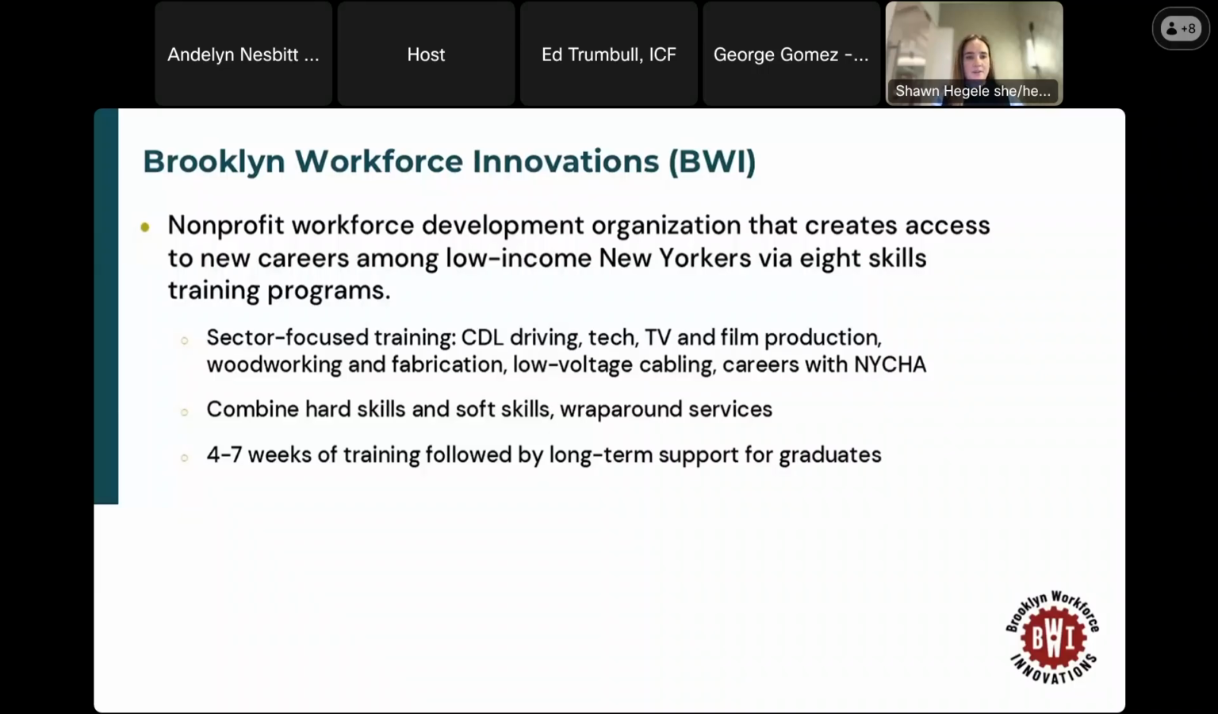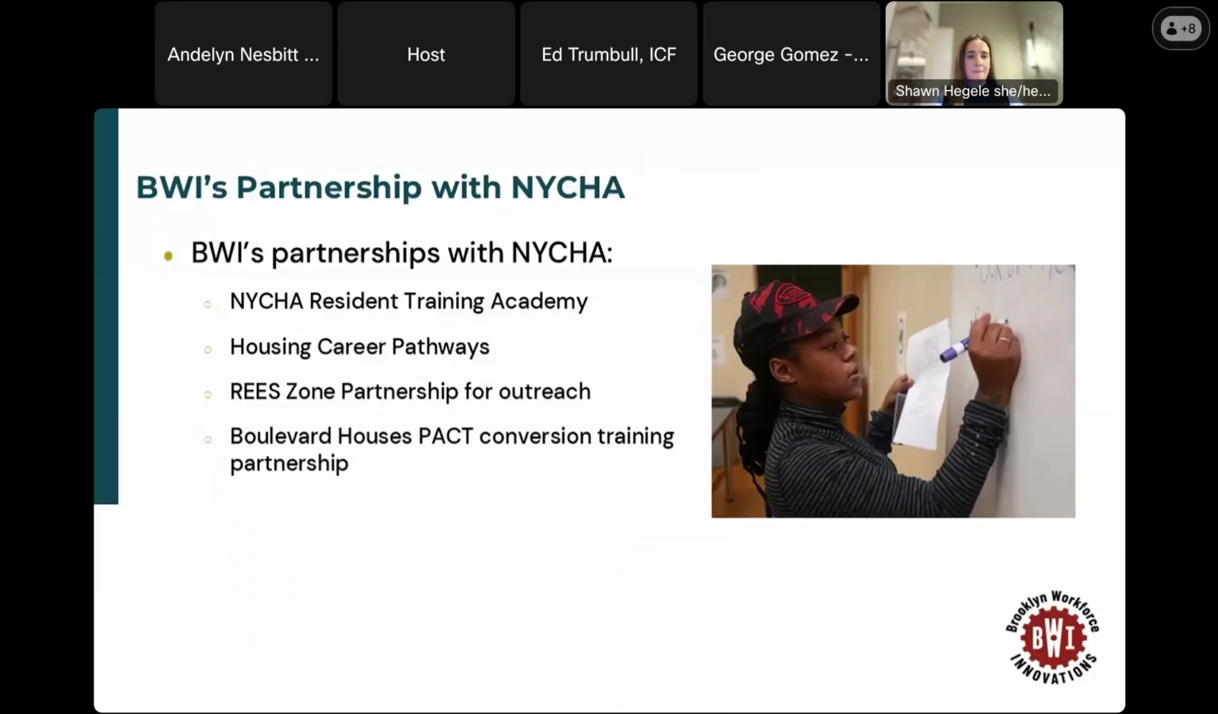Go to the next slide. We partner with NYCHA in a few different ways. George mentioned a couple of these. The NYCHA Resident Training Academy has been around for about 14 years. We have collectively trained about 4,200 residents through the academy, and BWI has trained 85% of those residents directly.